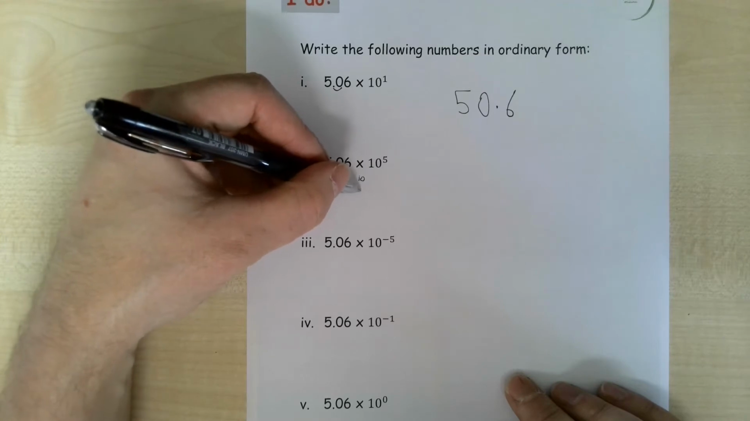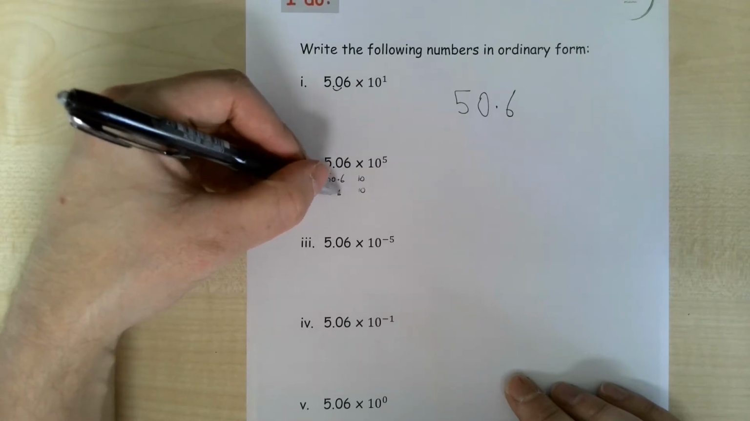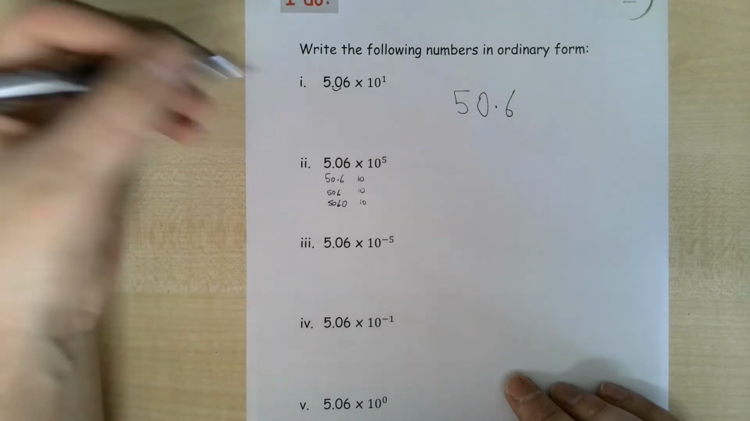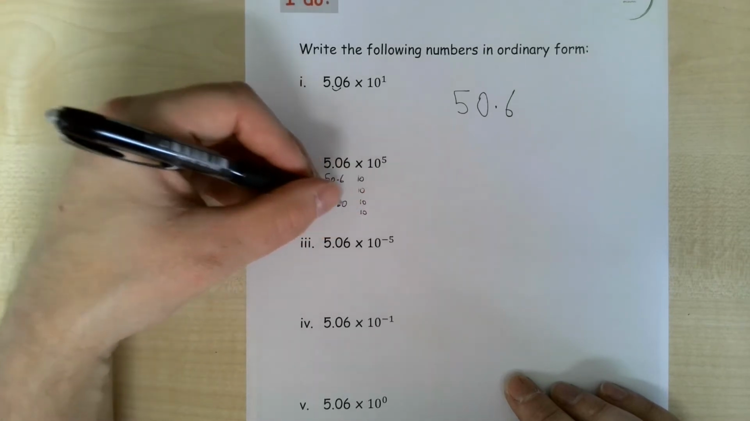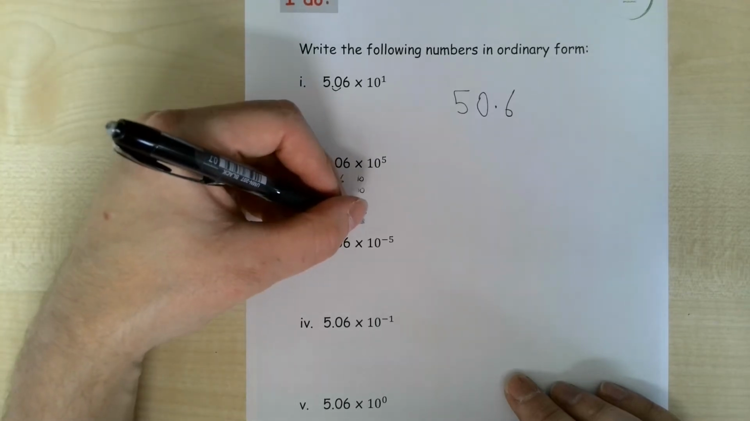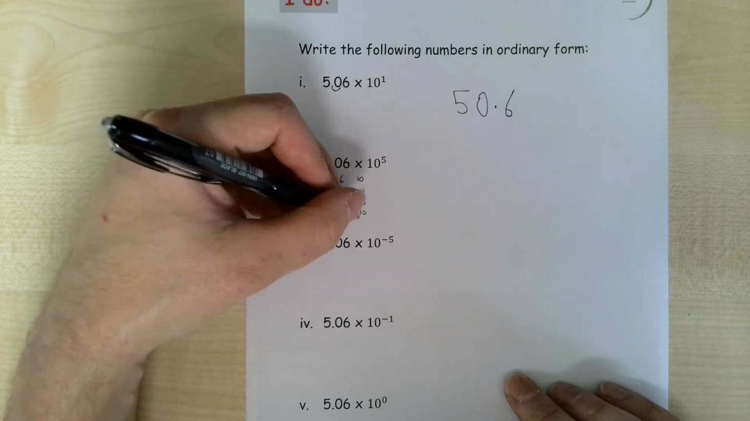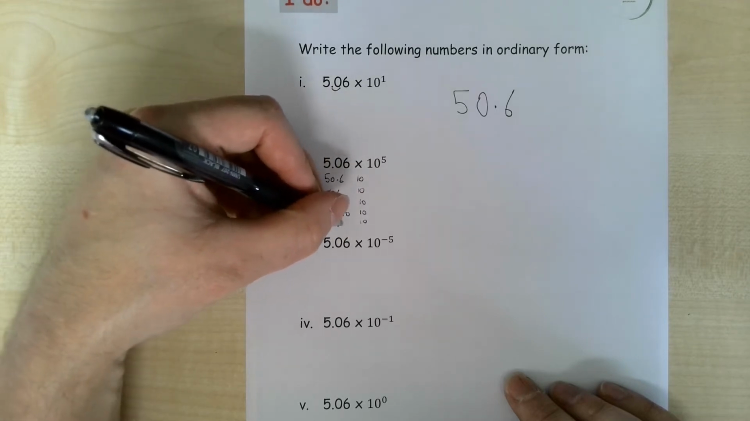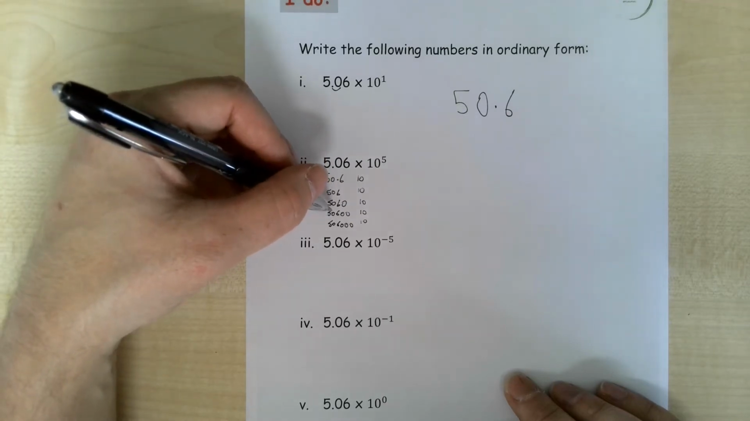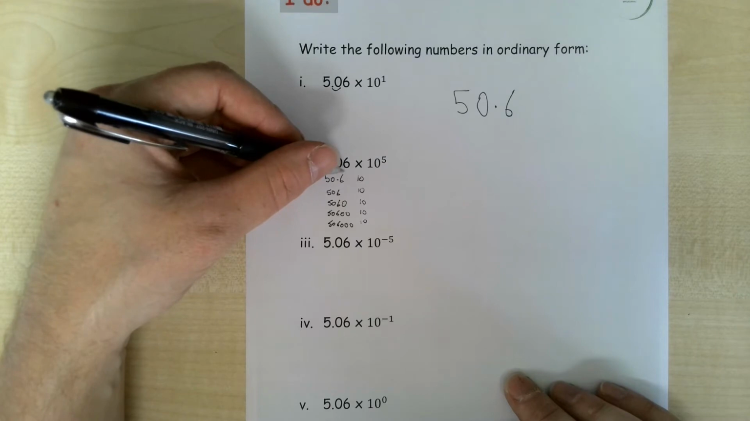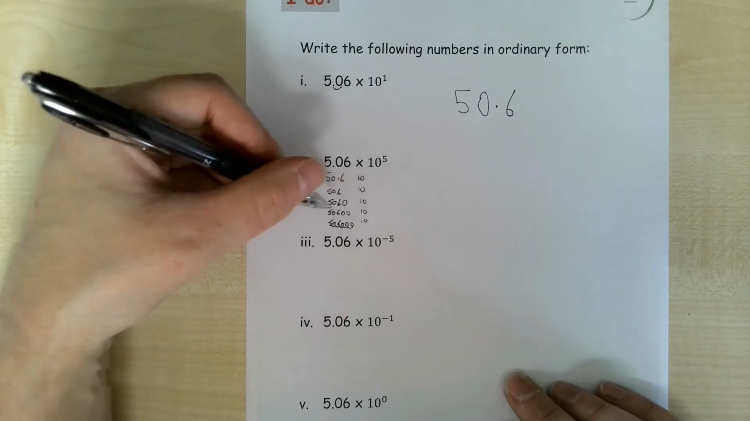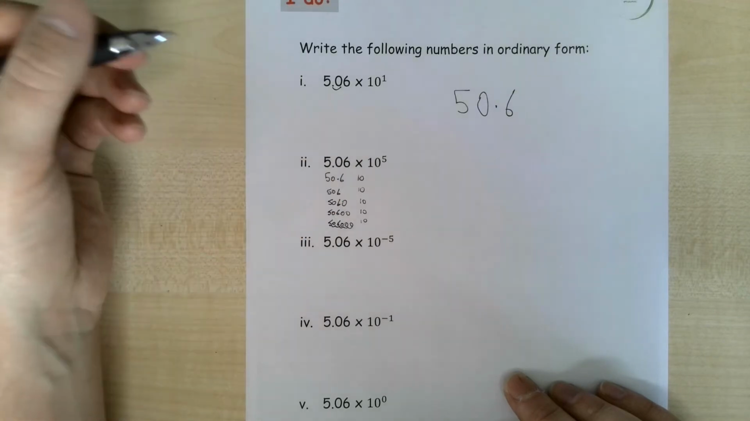If I multiply it again by 10, I get 506. We multiply it again by 10, we get 5060. We multiply it again by 10, we get 50600. And we multiply it once more by 10, we get 506000. So technically what we've done here is we've moved the decimal point 5 times so that we get 506,000.